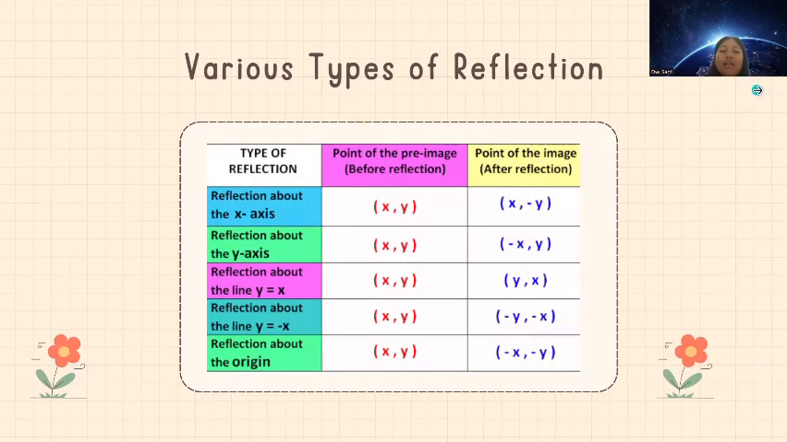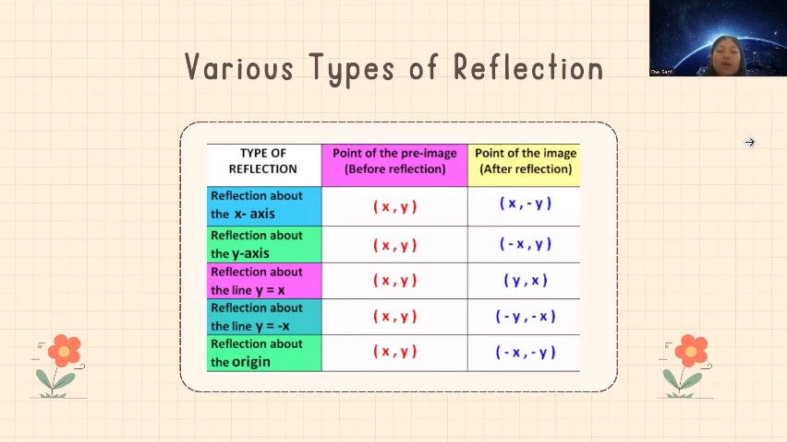Next, let me explain the reflection types. One, reflection about the x-axis. When we reflect a point over the x-axis, the horizontal position stays the same, but the vertical position is flipped. So for any point A(x, y), the image becomes A'(x, -y). Imagine folding your paper along the x-axis.